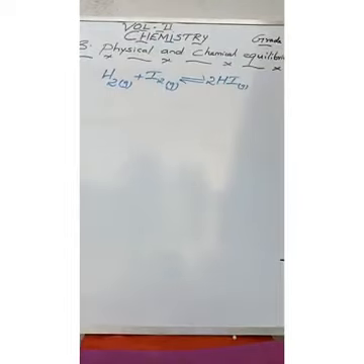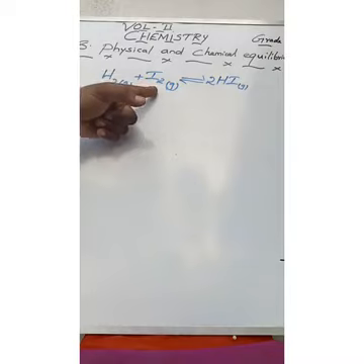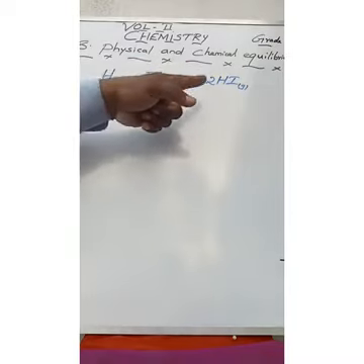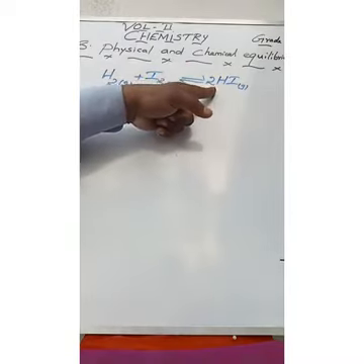This is one of the equilibrium reactions. One mole of hydrogen gas reacts with one mole of iodine gas, and we get 2 moles of hydrogen iodide. Am I right?